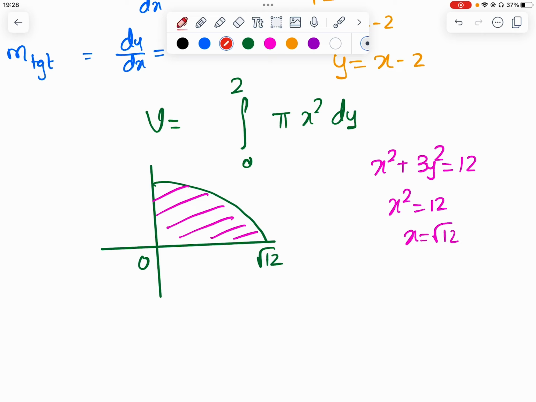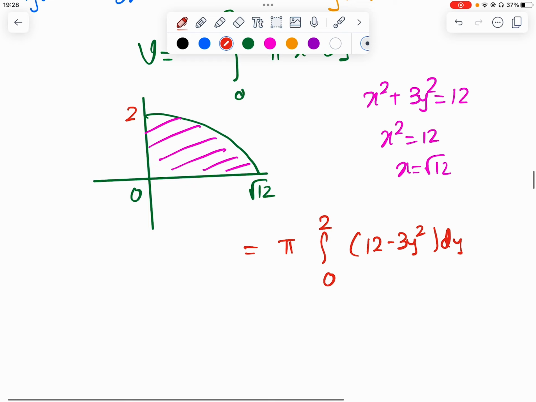So what does that become? Pi, integral from 0 to 2. Because it is rotated along the y-axis, I should be taking the limits of y. What is x square? 12 minus 3y square dy. Use the GDC. You should be able to get 16 pi as the answer.